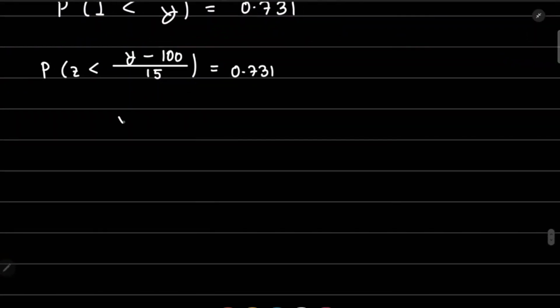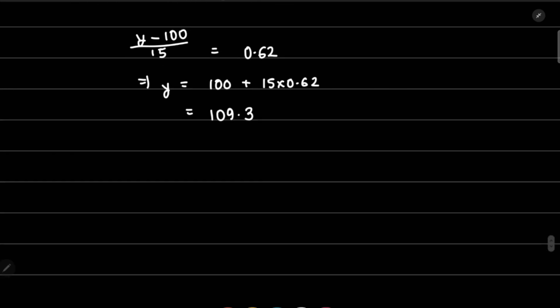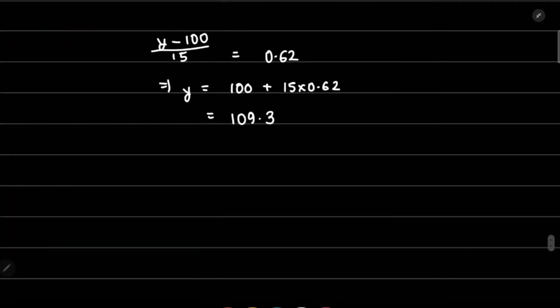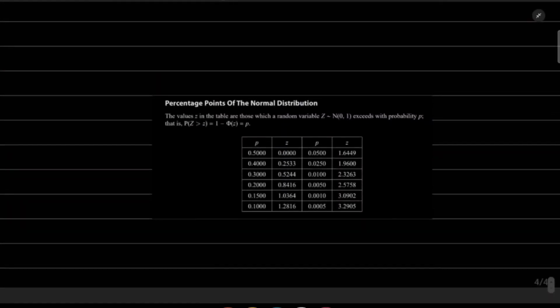So y minus 100 by 15 is the z value. This is 0.62. From here I can find the y value. The y value will be 100 plus 15 times 0.62. This is 109.3. Now for certain values of probability, we can use another table which is in the next page of the data booklet, this table over here.